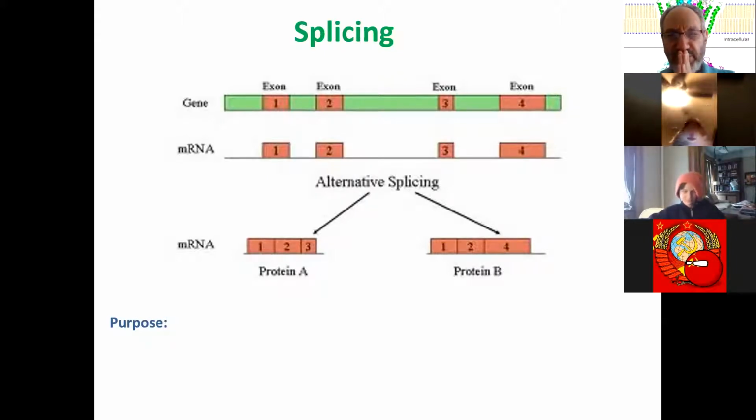That's a hard one. So, to allow it to form the stem loop structure that will ultimately knock the RNA polymerase off of the DNA, to form that stem loop structure.